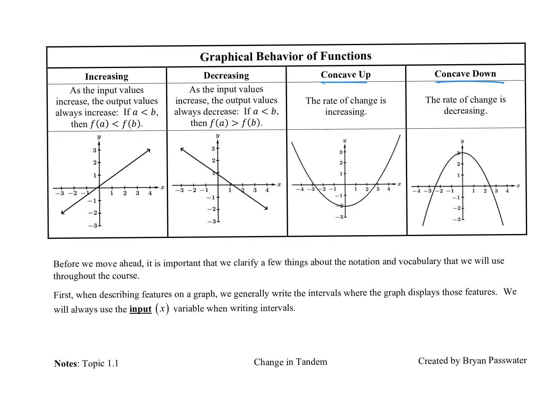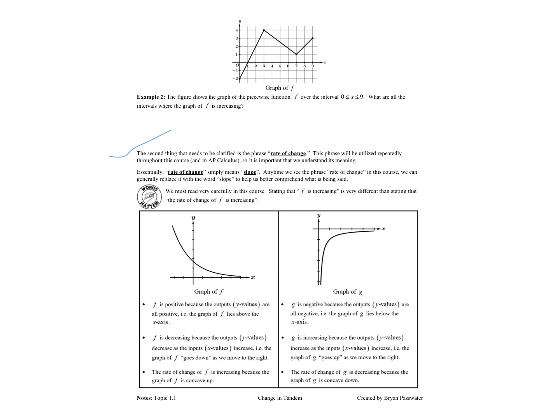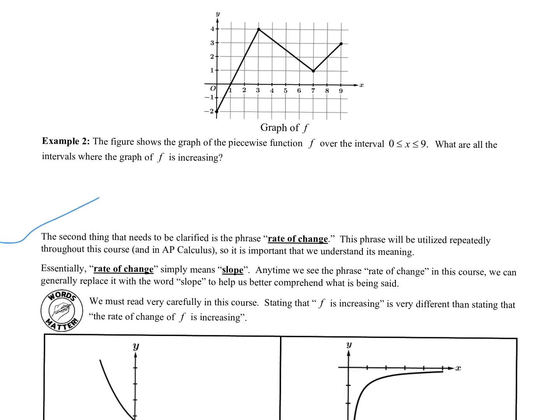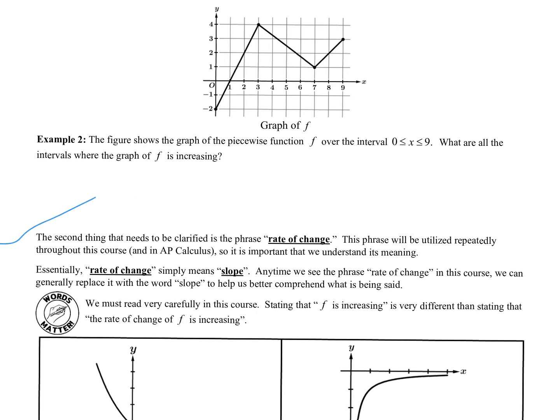Let's look at example 2 now. I need another good reader. Cohen's going to be my reader. Here we go. The figure shows the graph of the piecewise function f over the interval 0 less than or equal to x less than or equal to 9. What are all the intervals where the graph of f is increasing? Fantastic. So when is f increasing? What does that mean for f to be increasing? The function goes up. And so when does the function go up?